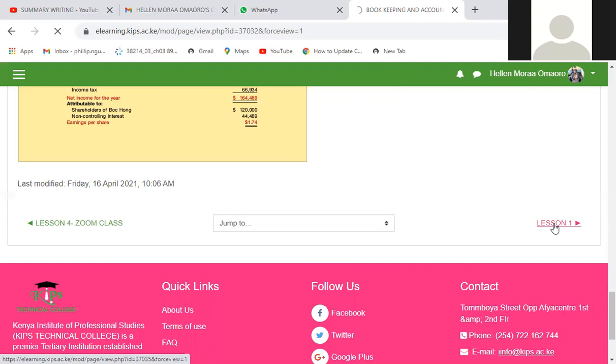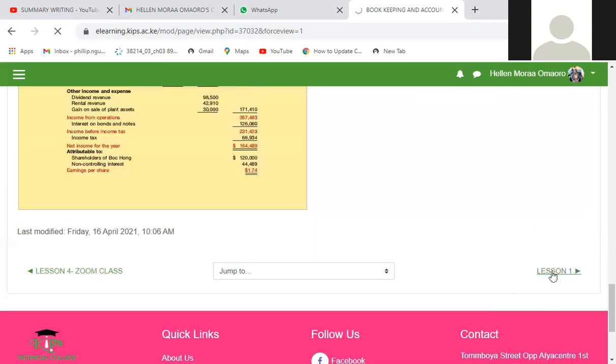Now, how can we define a balance sheet or a statement of financial position? What is the other name for the balance sheet? Can you try to define it? Yes, you can use your own words.